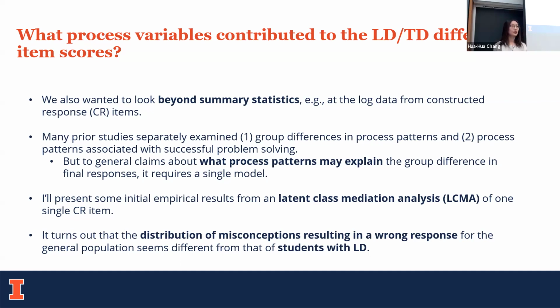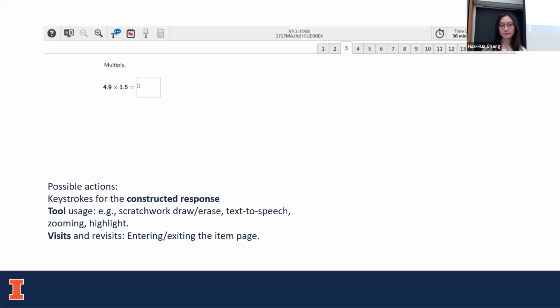We do plan to do it on more of the 15 questions, but for this single item, I think the results are quite interesting, as it turns out that the distribution of misconceptions that result in a wrong response for the general population seems to be different from that of students with learning disabilities.